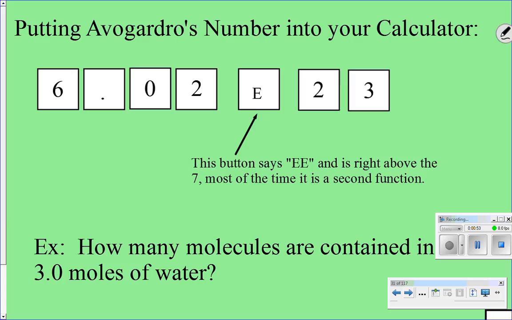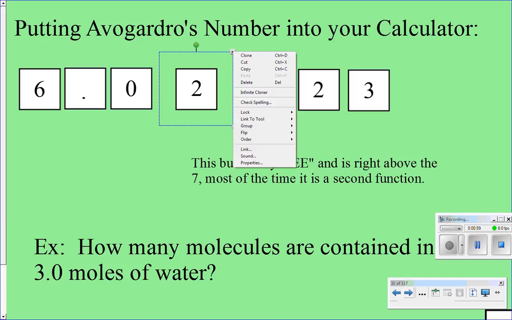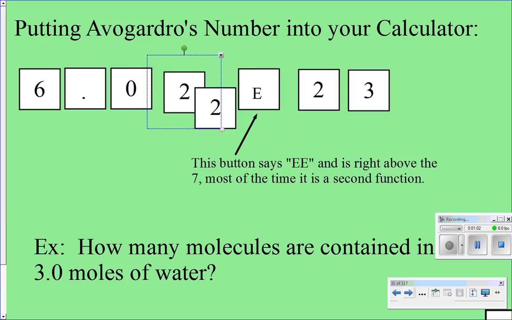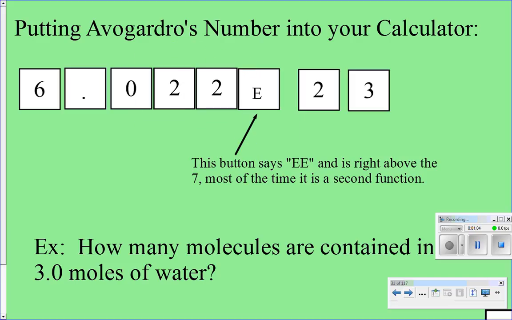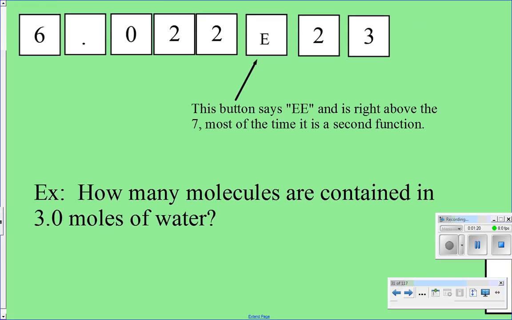Putting Avogadro's number into your calculator, I apologize, I've dropped a 2 here. Add back another 2. Putting Avogadro's number into your calculator does need to be done a specific way because we're using scientific notation. You have a little button that has a weird little double E looking thing on it. It's on most calculators right above the 7, especially if you're using a graphing calculator. So you do need to use that. If you try to use the times 10 to the caret button, or you put times 10 in there at all, it's going to throw off your decimal place.